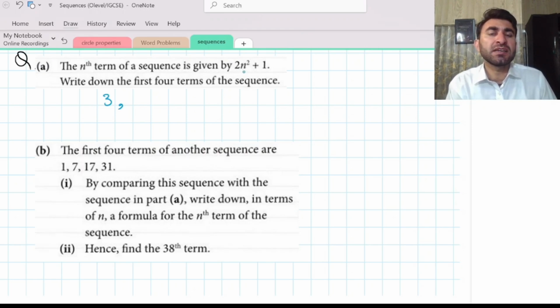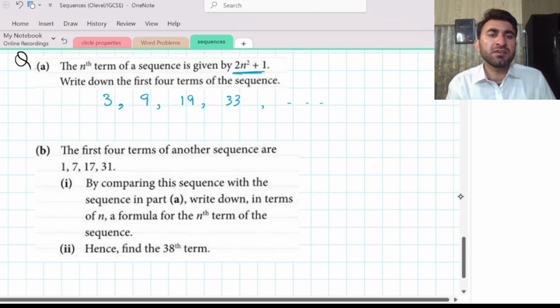Then we replace n with 2, so it is 2 square, 4, times 2 is 8, plus 1 is 9. Then the third term will be 9 times 2, which is 18, plus 1, 19. And the term after that is 4 square, which is 16, times 2 is 32, plus 1, it is 33. So these are the first four terms of the sequence defined by the formula 2n square plus 1.